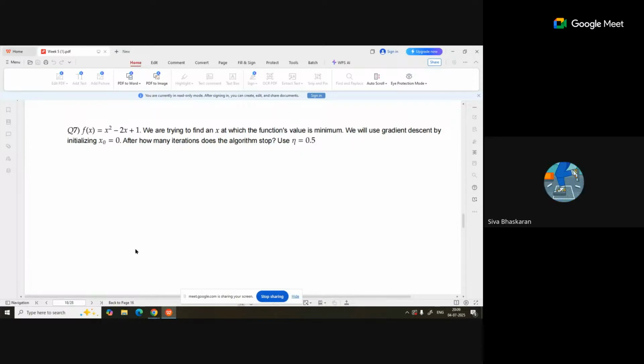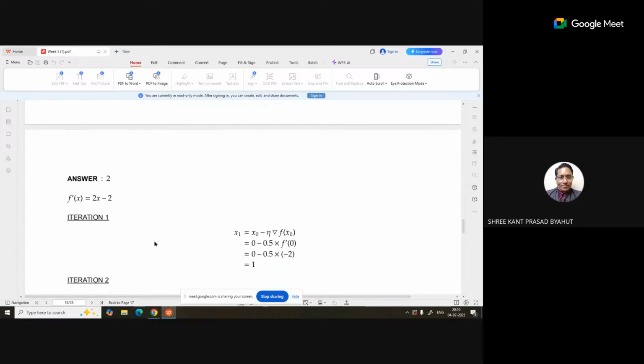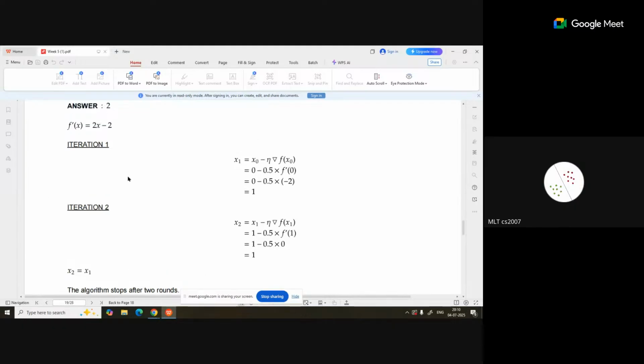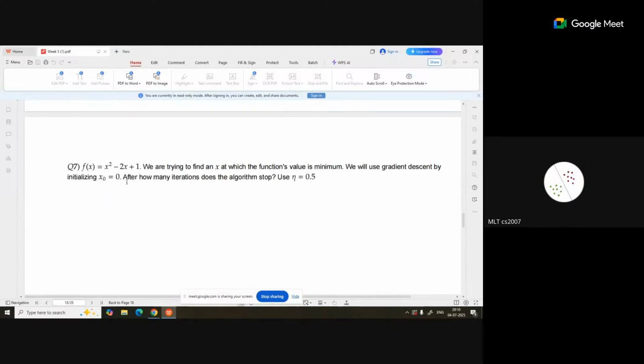X is 1. At x is equal to 1, it will be minimum, right? It is going to be minimum. Okay, x is equal to 1. Correct. But still, what was the question? How many iterations was it asked?